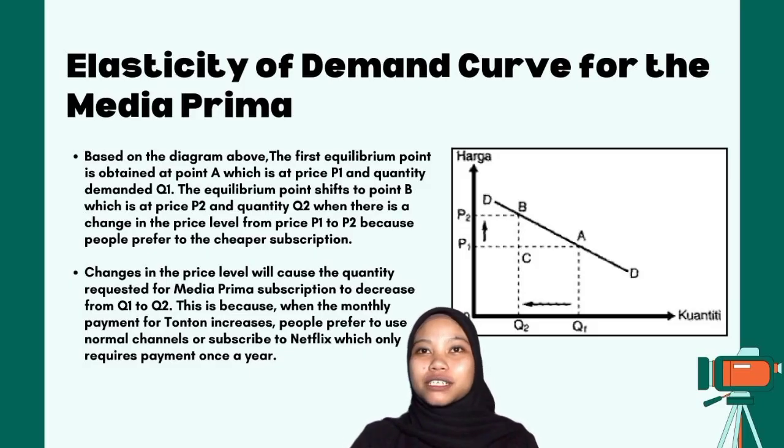Next, elasticity of demand curve for Media Prima. Based on the diagram above, the first equilibrium point is obtained at point A, which is at price P1 and quantity demanded Q1. The equilibrium point shifts to point B, which is at price P2 and quantity Q2, when there is a change in the price level from P1 to P2 because people prefer the cheapest subscription. The change in the price level will cause the quantity demanded for Media Prima subscription to decrease from Q1 to Q2. This is because when the monthly payment for Tonton increases, people prefer to use normal channels or subscribe to Netflix, which only requires payment once a year.